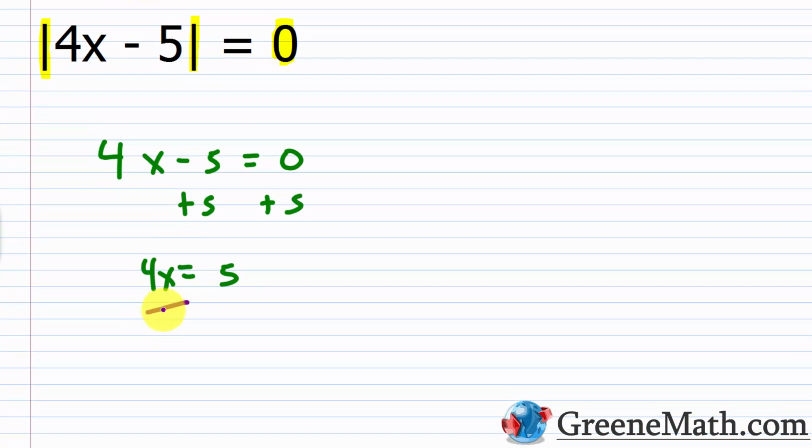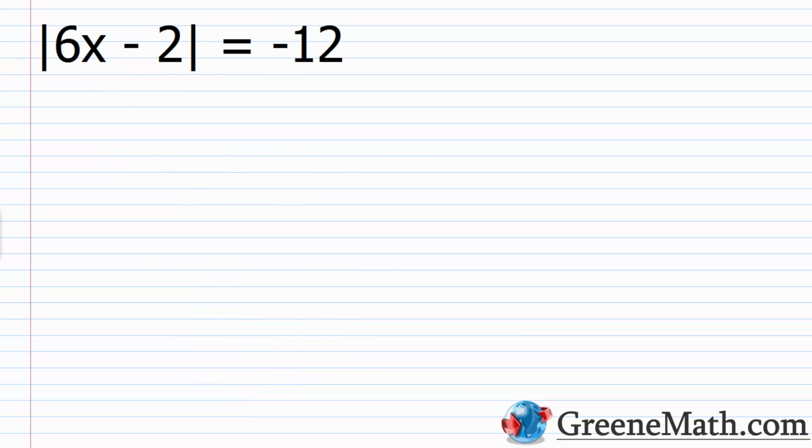And let's divide both sides of the equation by 4. And we'll find that x is equal to 5/4, okay? And obviously, if you check that, if you plugged in a 5/4 there, 4 times 5/4, the 4s would cancel. You just have a 5. 5 minus 5 is 0. The absolute value of 0 is 0, so that checks itself out as well.